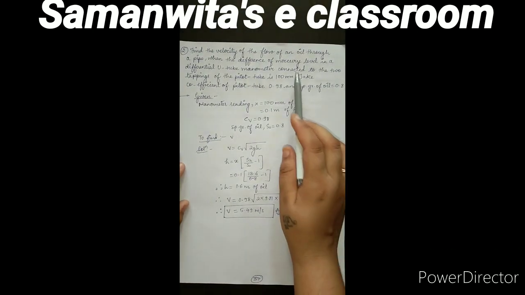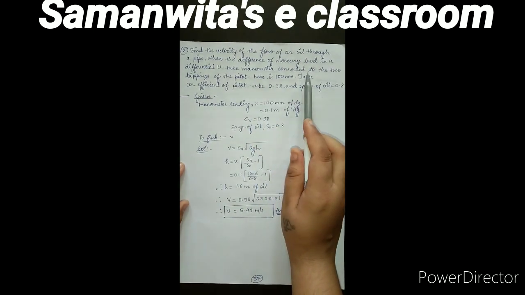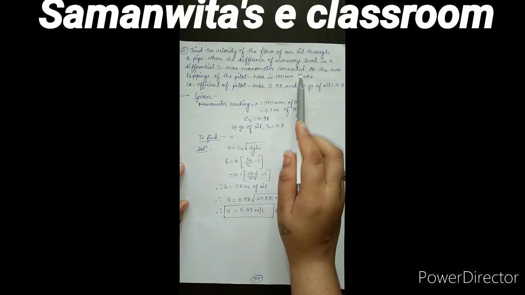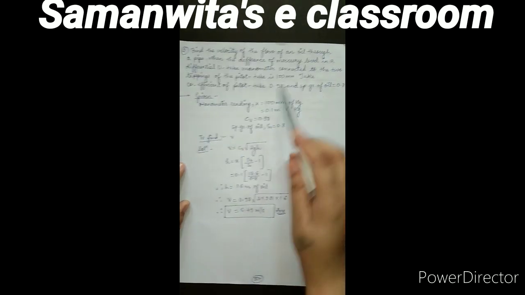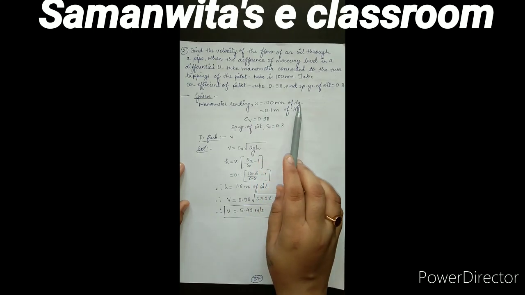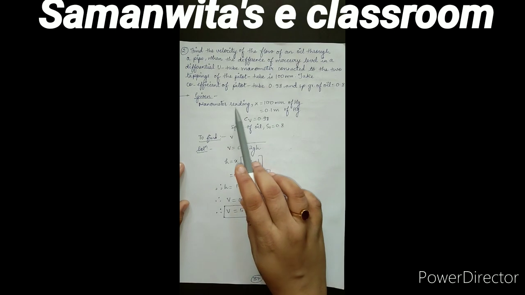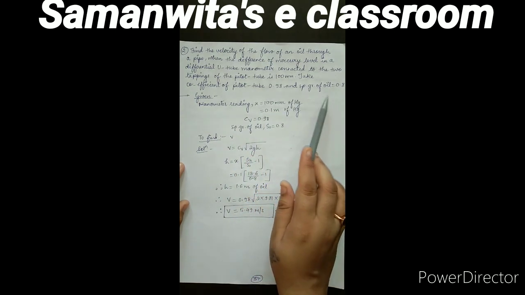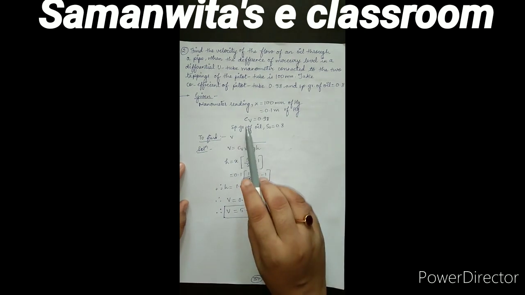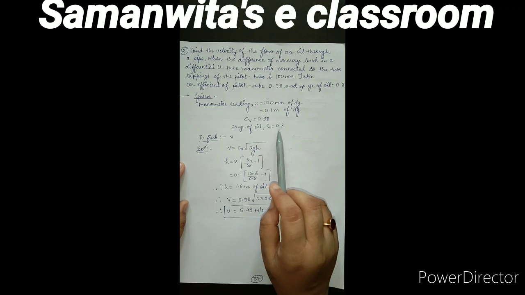Find the velocity of flow of an oil through a pipe when the difference of mercury level in a differential U-tube manometer connected to the two tappings of the Pitot tube is 100 mm. Manometer reading X is equal to 100 mm of mercury. I have converted in terms of meter of mercury. Take the coefficient of Pitot tube 0.98 and specific gravity of oil is given as 0.8. CV is given as 0.98. Specific gravity of oil S0 is given as 0.8.